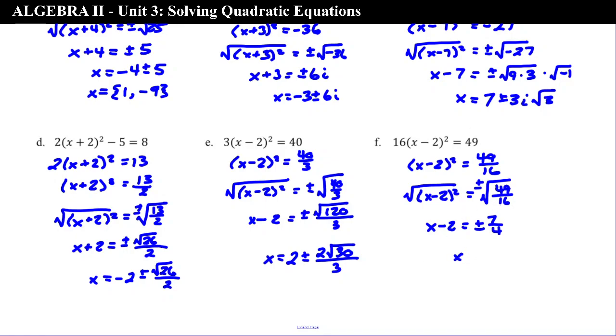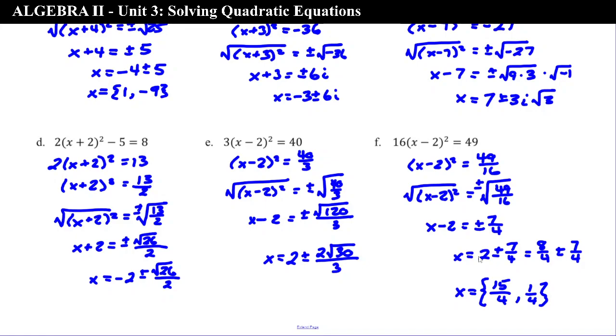And then we add 2 to each side. But these are both just numbers. 2 and 7/4 are just numbers. So if you were to find a common denominator, which I'll write over here on the side, 2 is just 8 over 4, plus or minus 7 over 4. So we can get our two values for x fairly easily. They're both going to be fractions. 8 plus 7 gives you 15 over 4. And 8 minus 7 gives you 1 over 4. So your answers are 15/4 and 1/4.